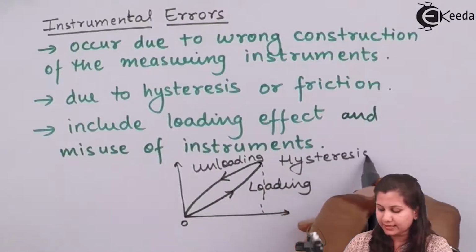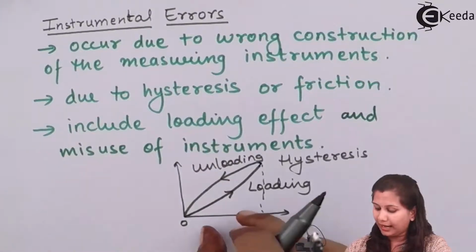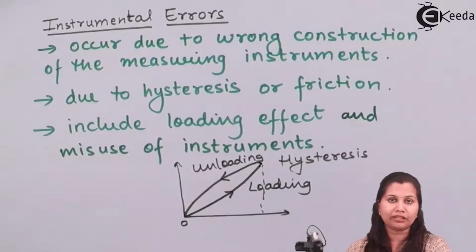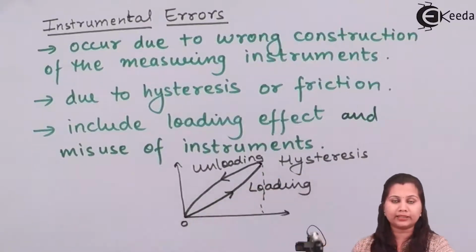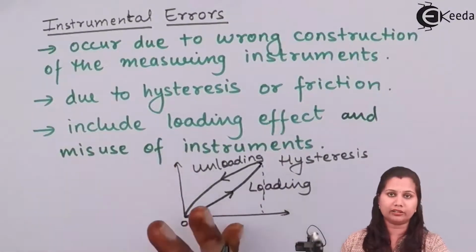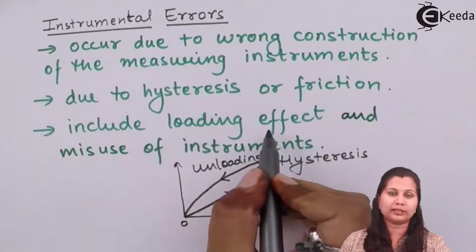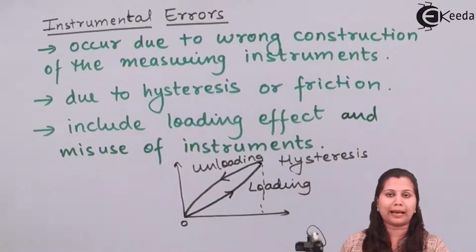Now, this hysteresis can occur in the case of electrical instruments and also in the case of magnetic instruments, because if there is any change in the electric and magnetic field at the time of increasing the level, in the upper scale and in the lower scale, and the conditions of the instrument are different, then we will get a different result. Loading effect is also when we are connecting two or three stages together, and these stages are not compatible with each other, then loading effect will occur.